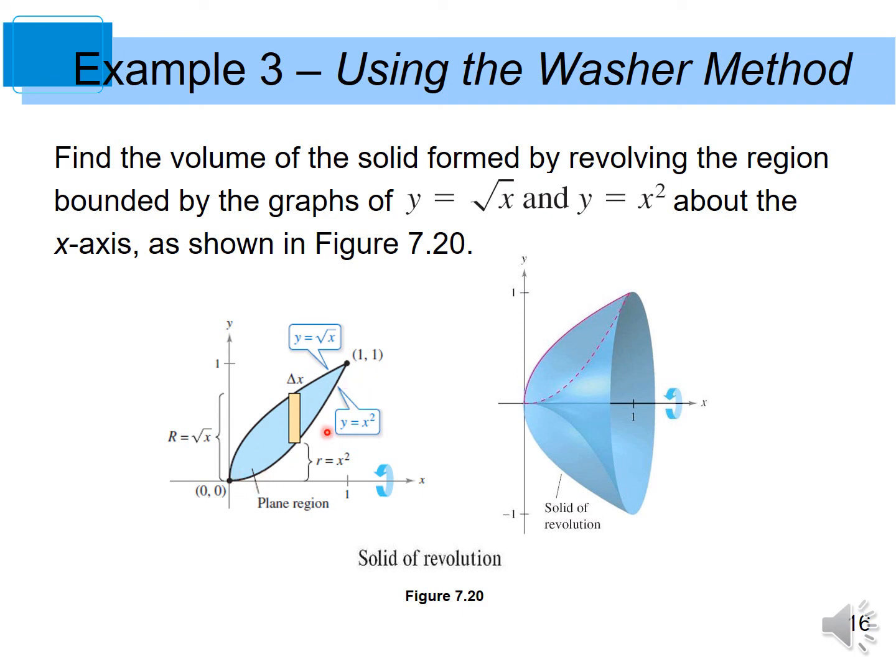And from this graph, we found that there are two points of intersection. So the first point is 0, and the second point is 1. To get the points of intersection, we can equate these two equations, and we solve for x.